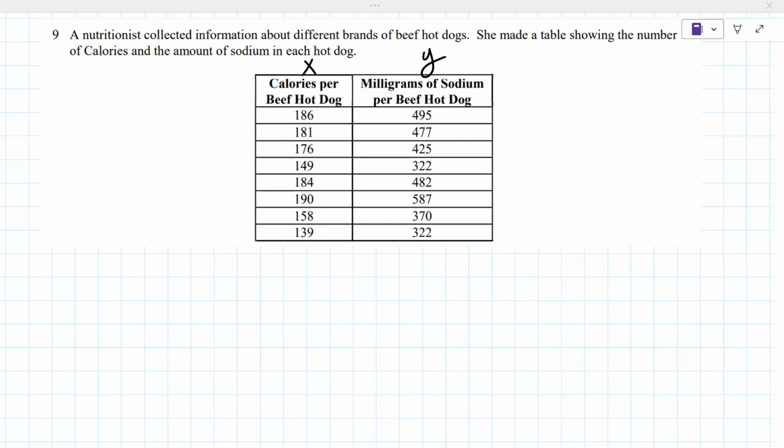Yeah, now I can. So just make a quick sketch of this. I'm suggesting to use calories as X and milligrams of sodium as Y. Just see if you can kind of figure out the direction of this.